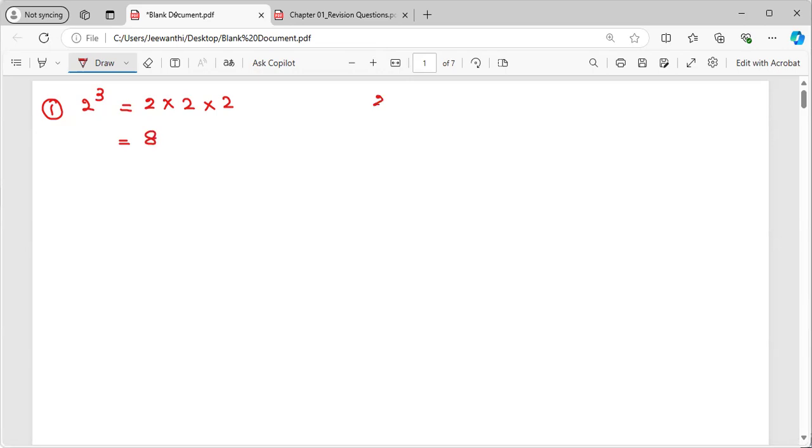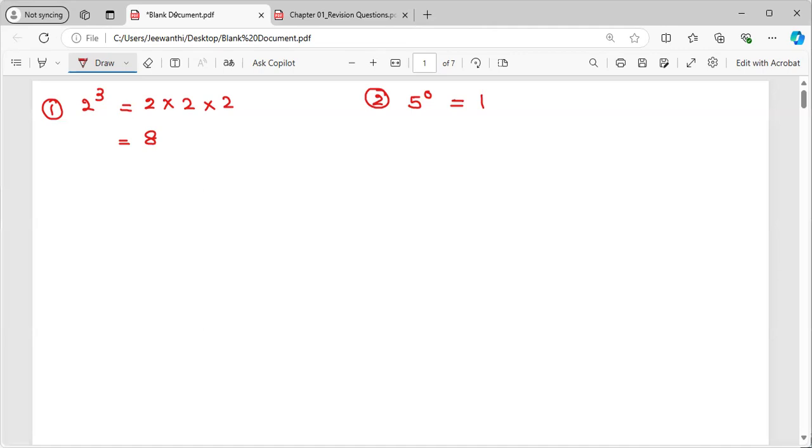Question number 2, I have 5 to the power 0. Hope you can remember that any base value to the power 0 always gives us the answer 1. It may be 3 to the power 0, 4 to the power 0, x to the power 0, half to the power 0. It may be a whole number, a letter, a fraction, or a decimal. Whatever the base value, if the index is 0, your answer is always equal to 1.